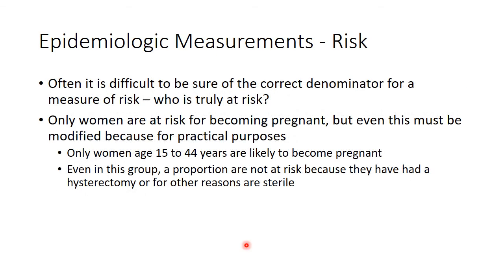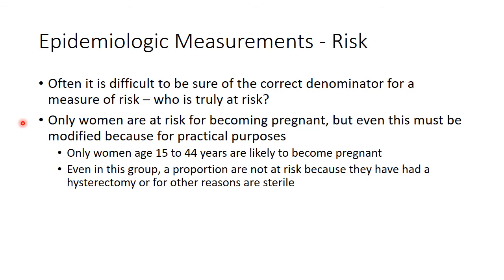So, and again, often it's difficult to be sure of the correct denominator for a measure of risk. The question is who's truly at risk for an event? Is there a particular genetic difference, or is there some kind of risk factor that may make someone more at risk? It's one of those things where you're looking at, like, pregnancy. Well, only women are going to be at risk for becoming pregnant, so there's no point including guys in these kinds of studies. So your denominator is going to change, right?